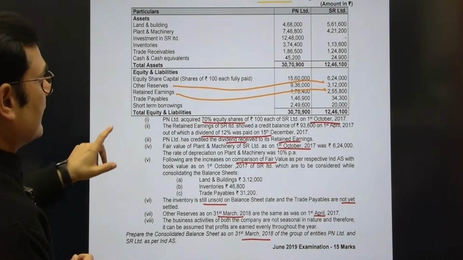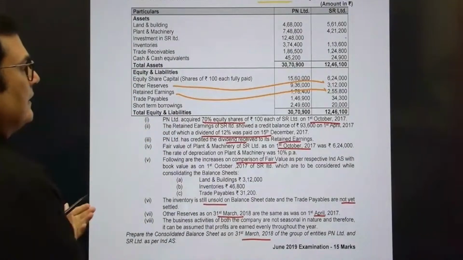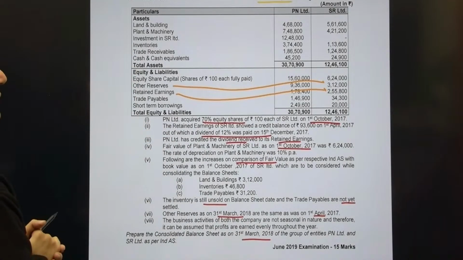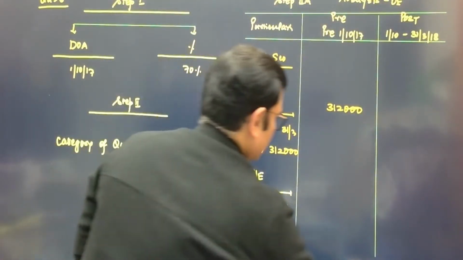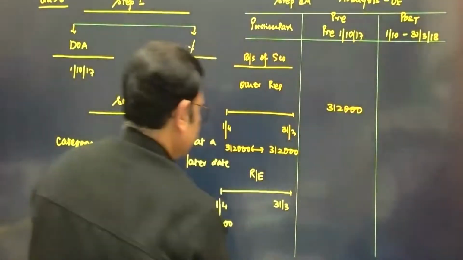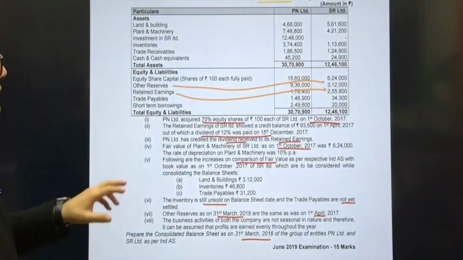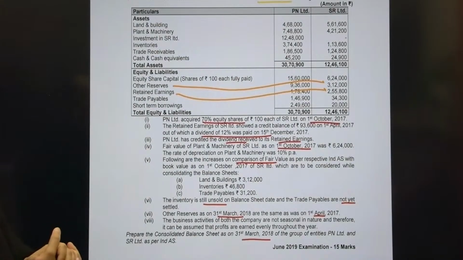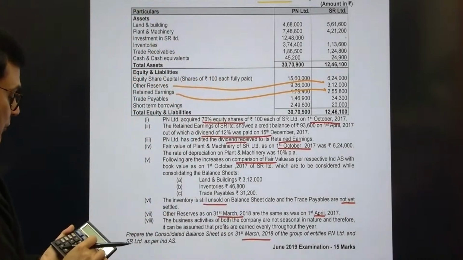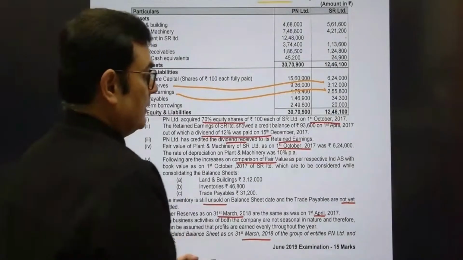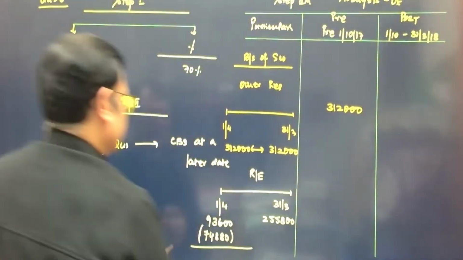First of all, the RE is given in the additional information. In point number 2, the balance was 93,600, out of which we paid a dividend of 12%. So let me note down 93,600 is the balance at the beginning, and the balance at the end is 255,800. Now it says in point number 2, you paid a dividend of 12%. The share capital is 624. So what is a 12% dividend on 624? 74,880. That's right. 74,880 is the dividend.